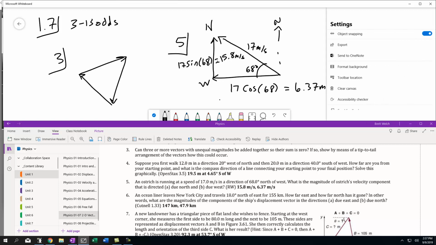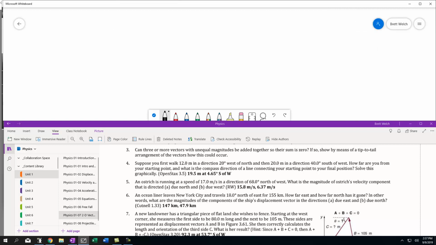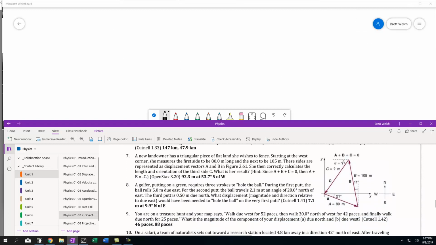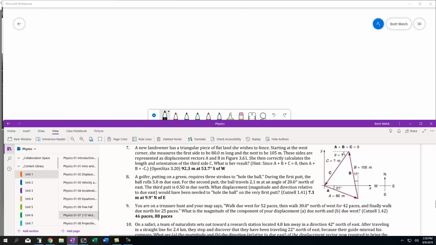All right, let's look at a couple more questions. Number 7 is a pretty common one to struggle with, so we'll take a quick look at that. They give us a drawing down here, and I'm going to take that drawing of our 3 vectors and disassociate them from each other.